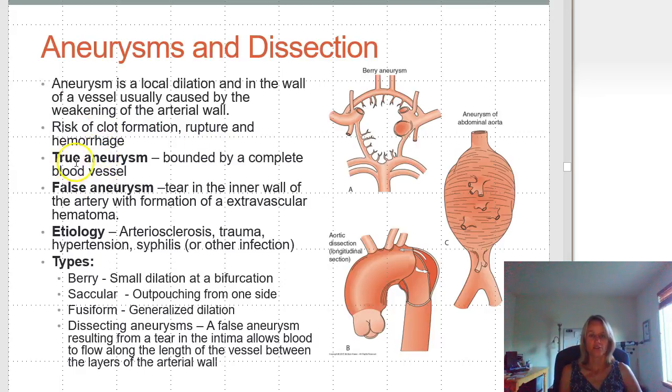hemorrhage. A true aneurysm is bounded by a complete blood vessel wall, whereas in a false aneurysm, we have a tear in the inner wall, and we get the formation of an extravascular hematoma.